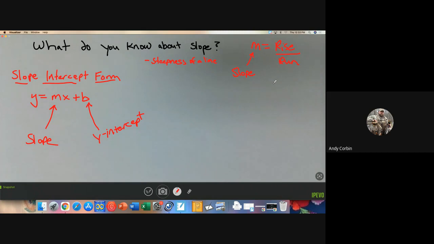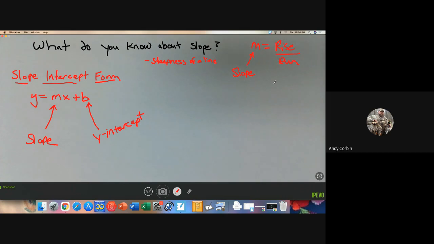Think about those stadium steps. There's so much that each step goes up, right? That's the rise. And then there's so much that the step goes this way. That's the run. If anybody has ever heard these terms before, a riser and a runner, on a set of steps, you have a riser and you have a runner. The rise is what it goes up and down. The run is what you actually step on.